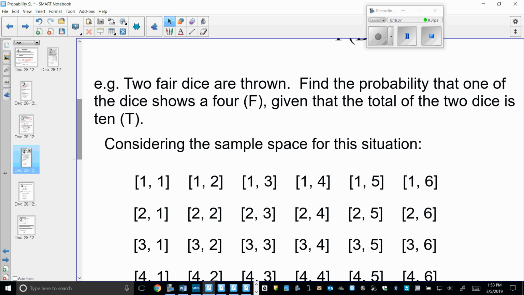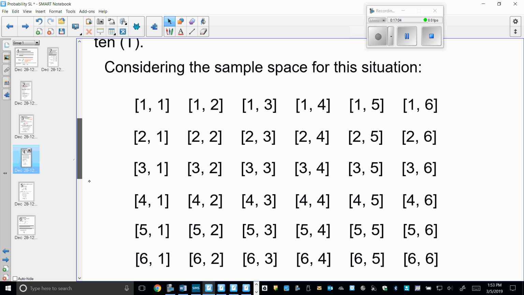Right, a 2-sided die is thrown, and the probability is that 1 dice shows a 4, F, given that the total of the 2 dice is 10. Sometimes you're just given these words and it says, go off and do it. So you actually have to think about the probability of this event happening. In order to do that, it's often a good idea to jot down or sketch the sample space that you're interested in.